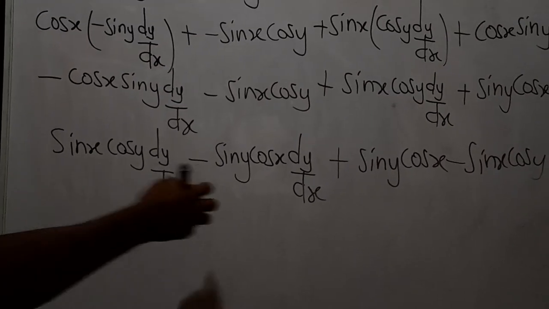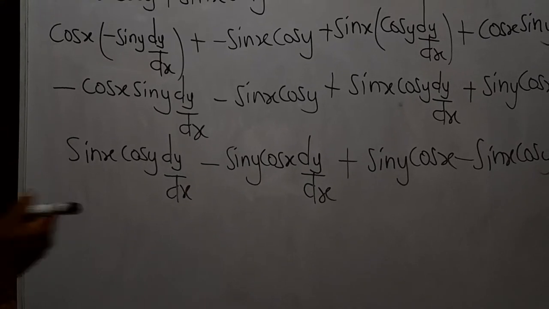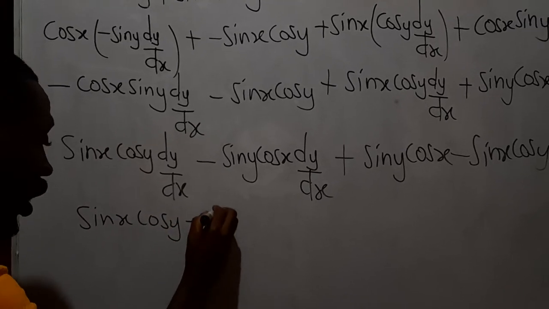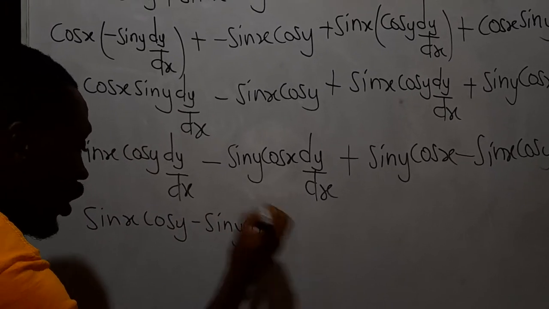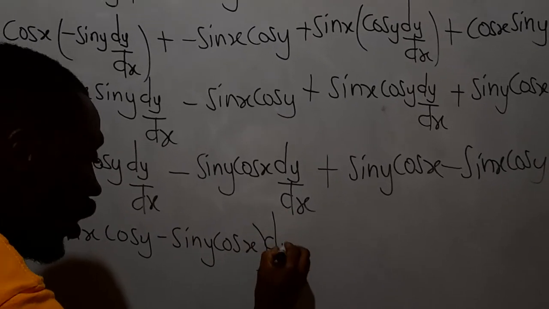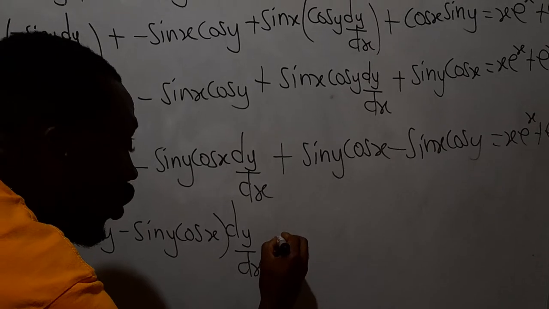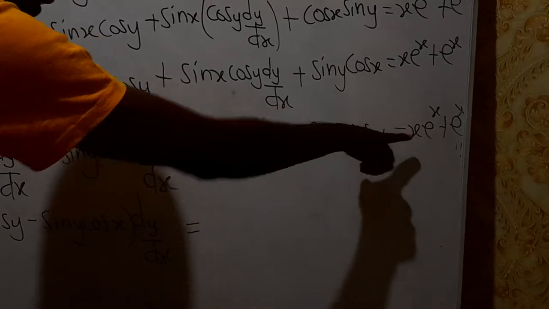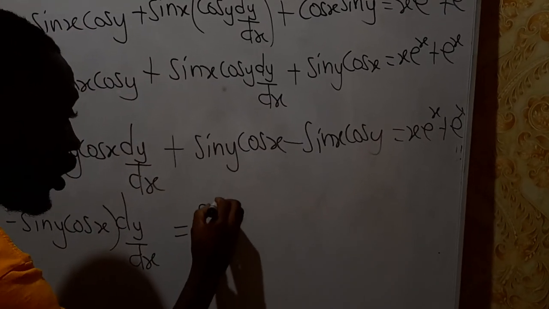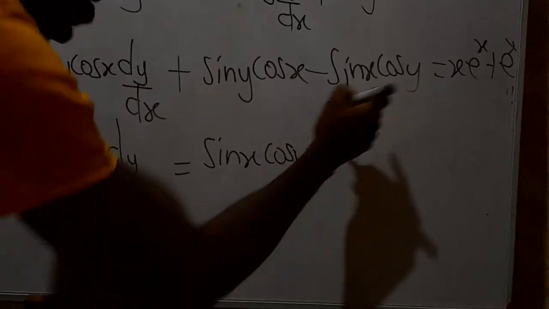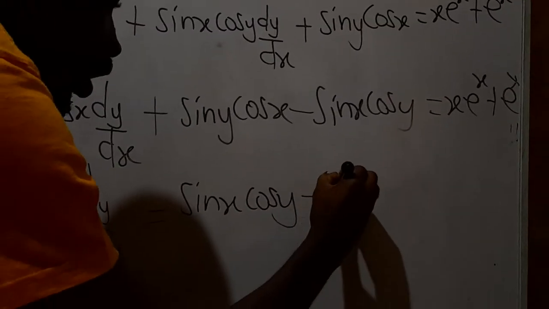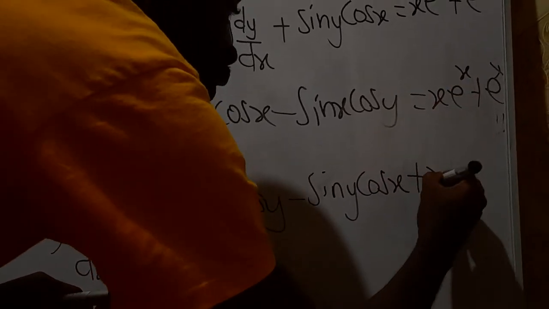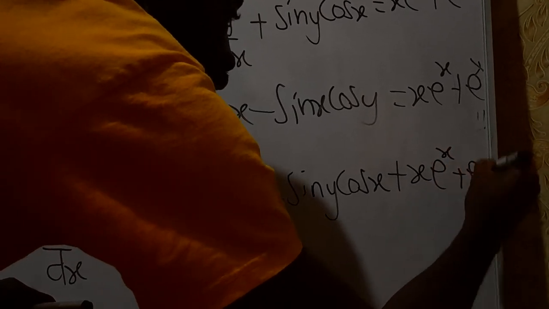So what's common here? dy/dx is common. I can factor out. So I have (sin x cos y minus sin y cos x) dy/dx will be equal to, I want to send this there. So when I send this, it will become positive. Then this will be negative. So I have sin x cos y for this, then minus sin y cos x, then plus x e^x plus e^x.